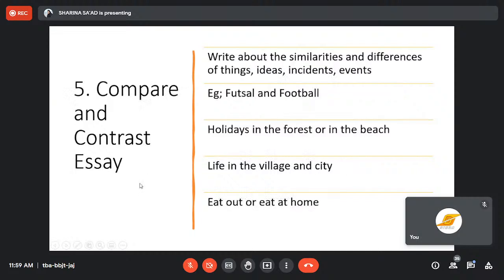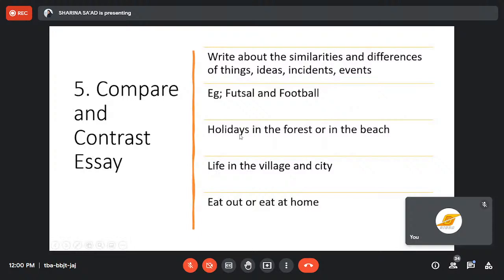Another type is comparing and contrasting essay. So for compare and contrast essay, you need to write about the similarities and the differences of ideas, incidents, and events. Compare what are similar, contrast the differences. Okay, so for example, you have to write about favorite hobbies between football and futsal. So you have to write what are similar about football and futsal and what are the differences about these two games.